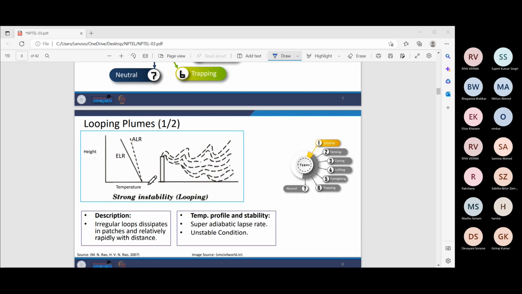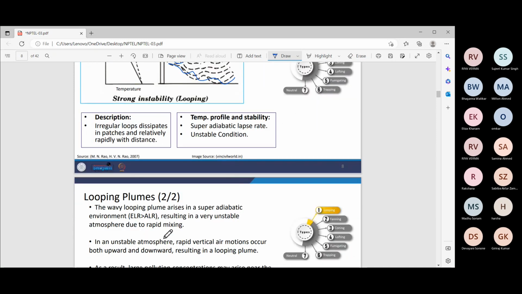The first one is the looping plume. In this case, a strong instability condition is there because the ELR is more than the ALR, so the atmosphere is strongly unstable, and hence there is very much dispersion of the pollutant on a large scale. So with distance it dissipates very rapidly, and this is a condition of super adiabatic lapse rate, for unstable conditions. Here the ELR is more than the ALR, and this is of wavy nature.